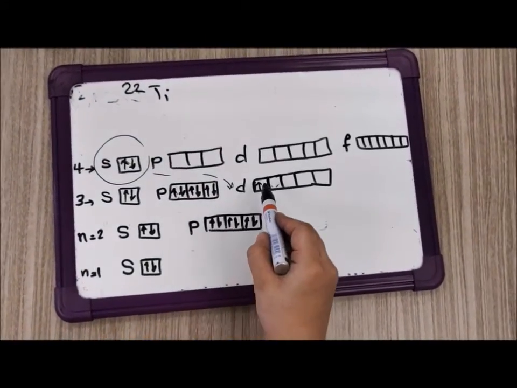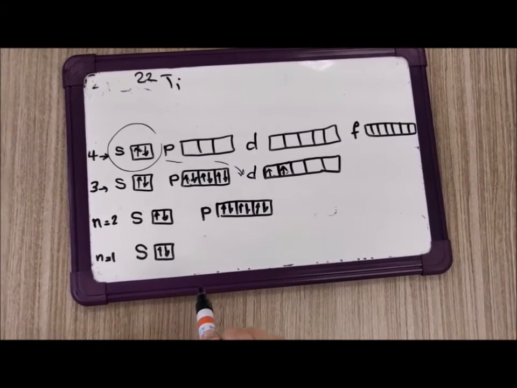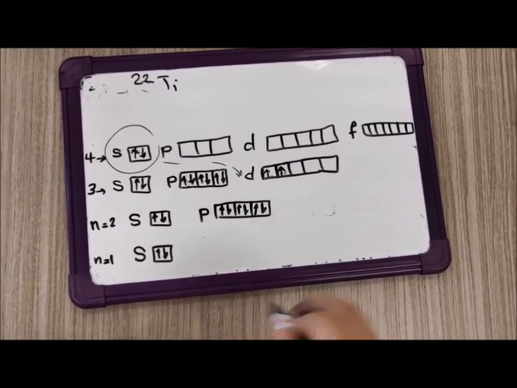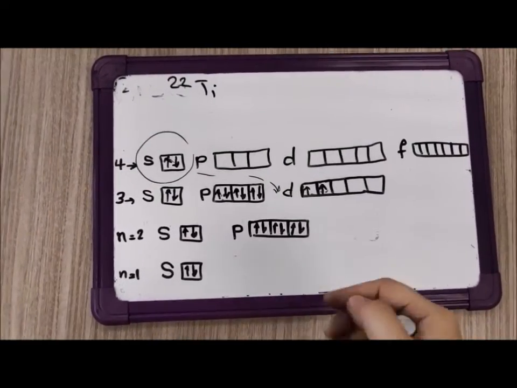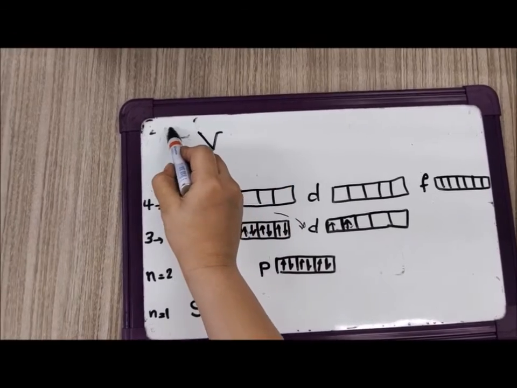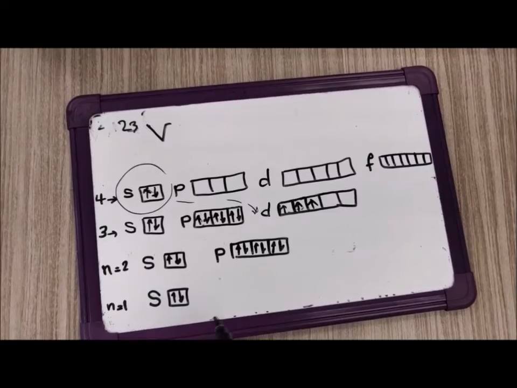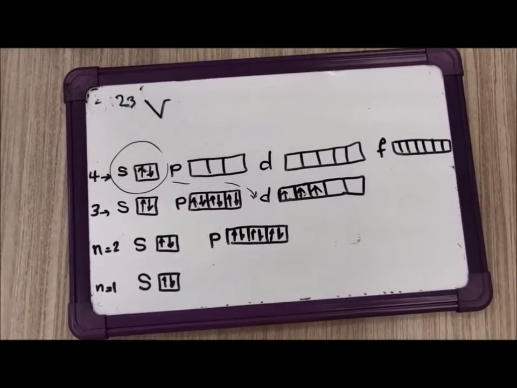So what should I do? I just start filling up the d orbital on the third shell. Then we have vanadium, V, which is 23 electrons. So we need to put one more electron here, okay? This is now very important.